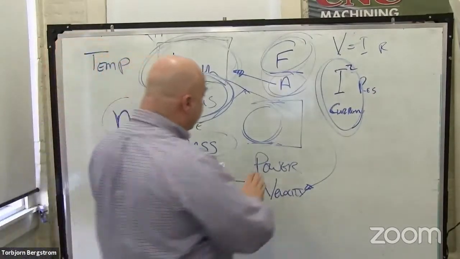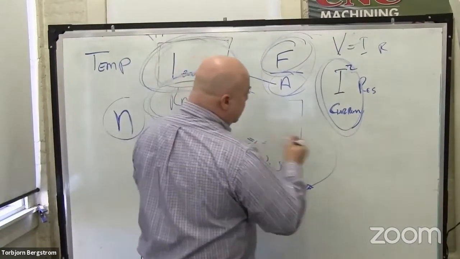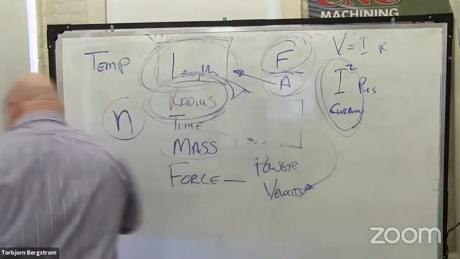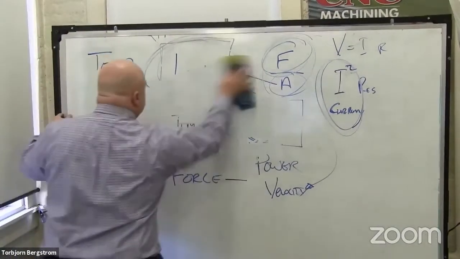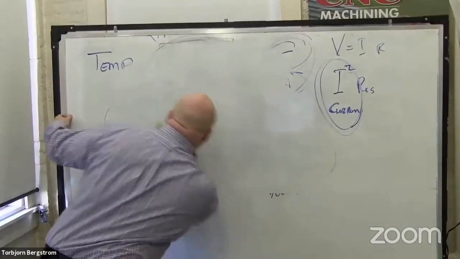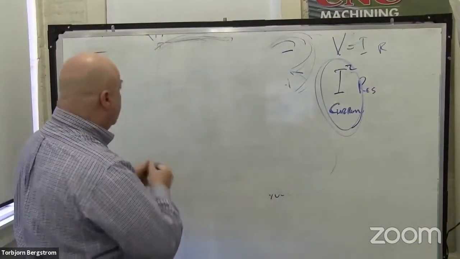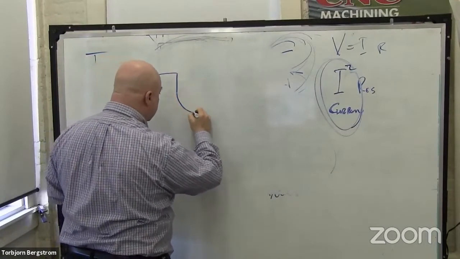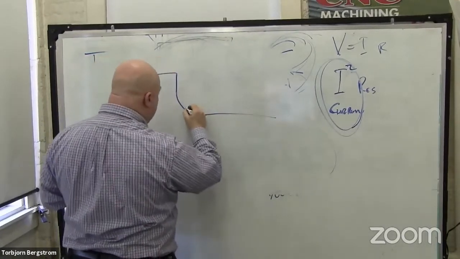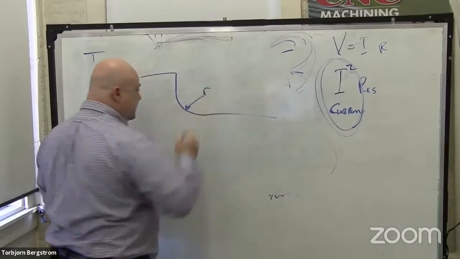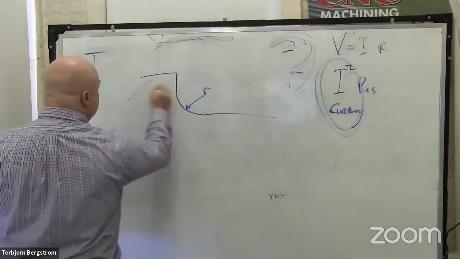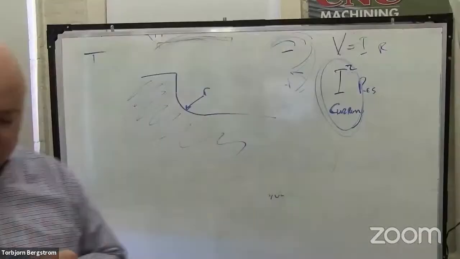What if we don't have the whole thing? What if we have a part that looks like this? And that radius is a critical dimension. And this is material. This is space. How do we measure that radius?